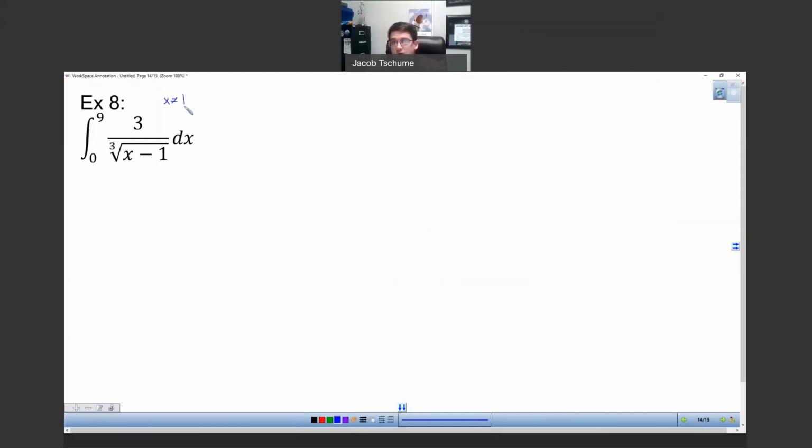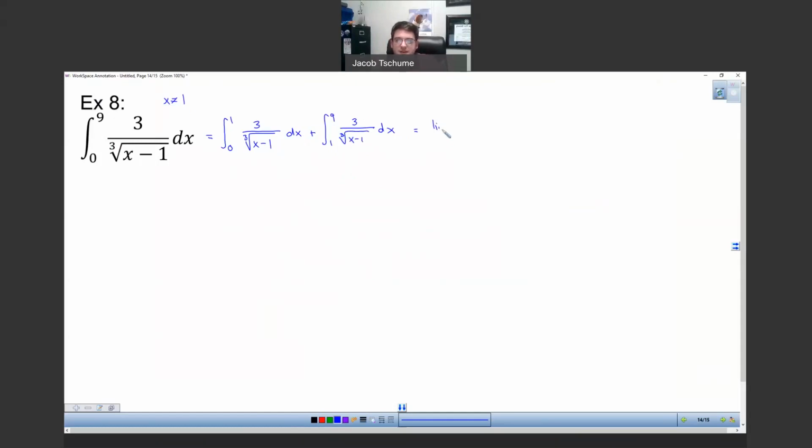But the 1 is not one of your endpoints. The 1 is right in the middle of the interval from 0 to 9. So what you will have to do here is rewrite this as 2 separate intervals. We're going to go from 0 to 1 of 3 over the cube root of x minus 1, and then add to that the integral from 1 to 9 of 3 over the cube root of x minus 1 dx. Now, each of these is a separate type 2 improper integral, so we have to break both of them up at the discontinuous point.